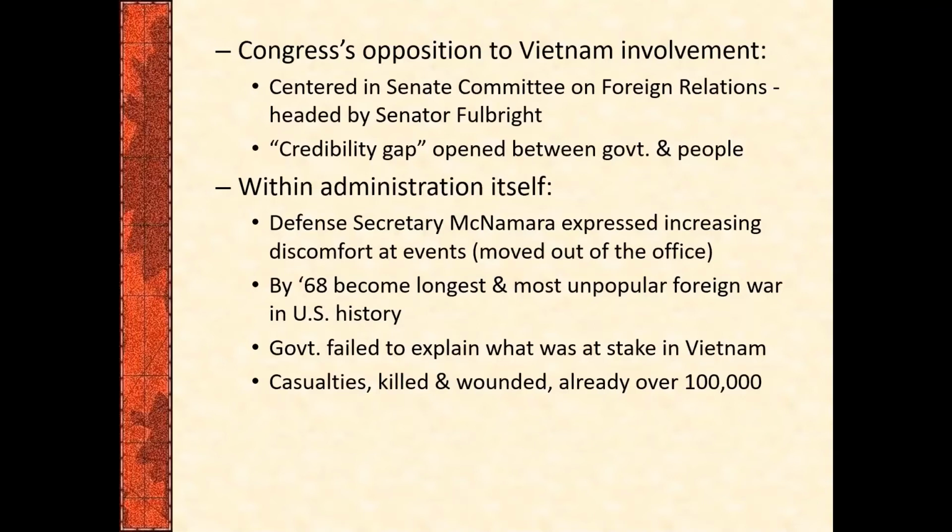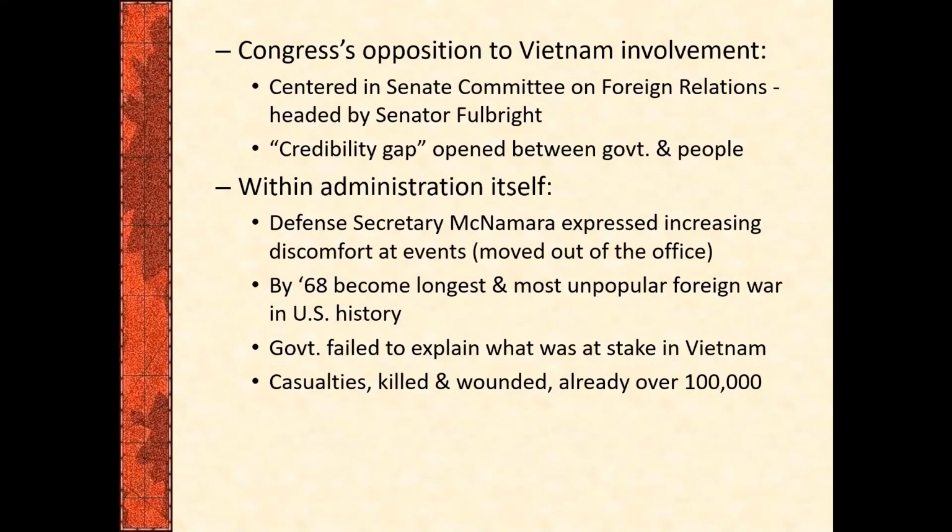And then even within the Johnson administration itself, they're bickering about, are we doing the right thing in Vietnam? And the defense secretary, who we mentioned previously, who had established the idea of flexible response, Secretary McNamara, expressed increasing discomfort at events, and he was kind of quietly moved out of his position after he did that.